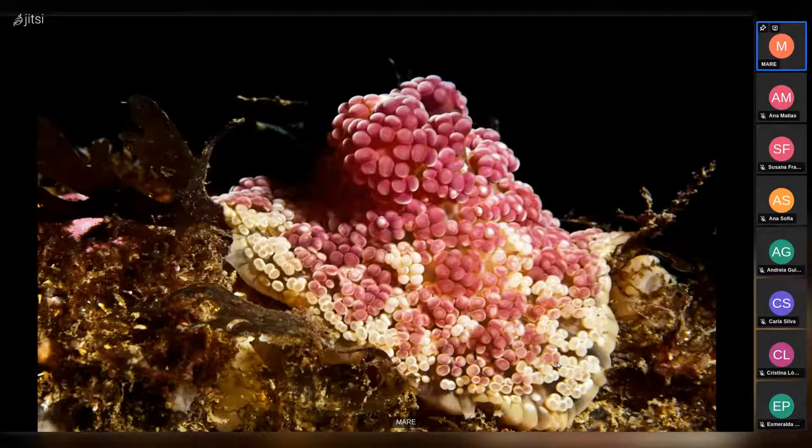So this represented the farthest north in terms of latitude that this animal had been found, because it's typical of tropical areas. Now, if you dive in the same place today, you can easily spot four or five of these animals in one dive alone. And the same is true with other groups of animals, such as fish, algae, coral. It's a phenomenon that scientists call tropicalization, and it's a typical sign of global warming.